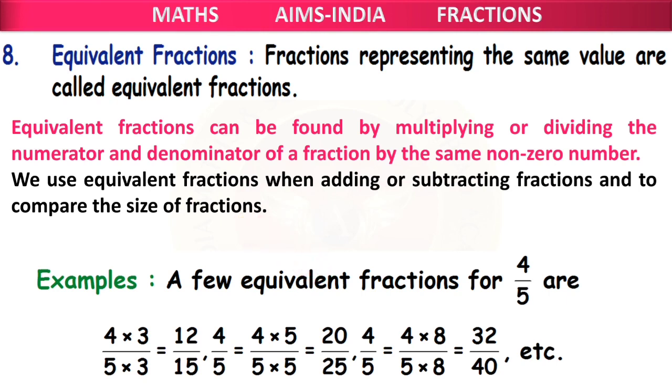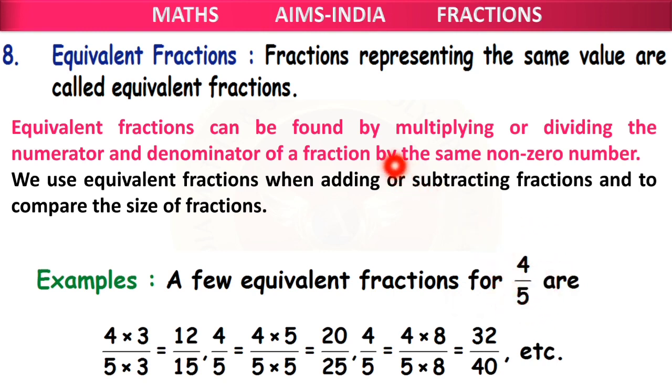Now what are they saying here? These fractions represent the same value. When two fractions represent the same value, we call them equivalent fractions. Equivalent, equal in value. Now, how can we find out the equivalent fractions? Look at the question here. A few equivalent fractions for 4 by 5 are. We need to find out the equivalent fractions for 4 by 5. Now, how do we do that?